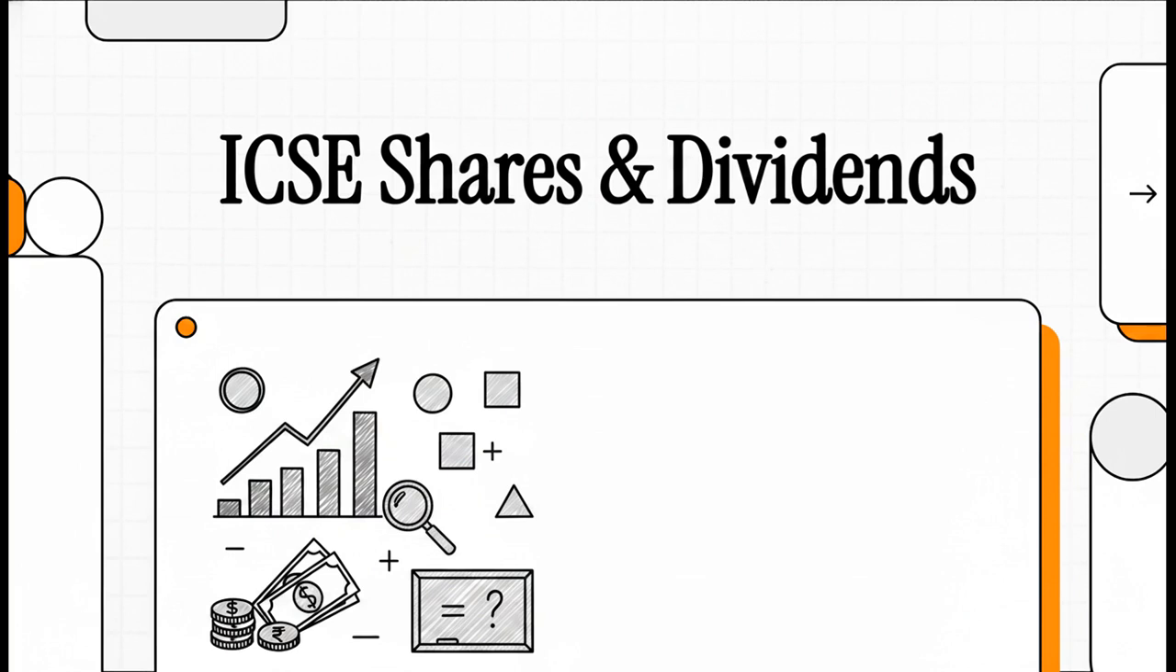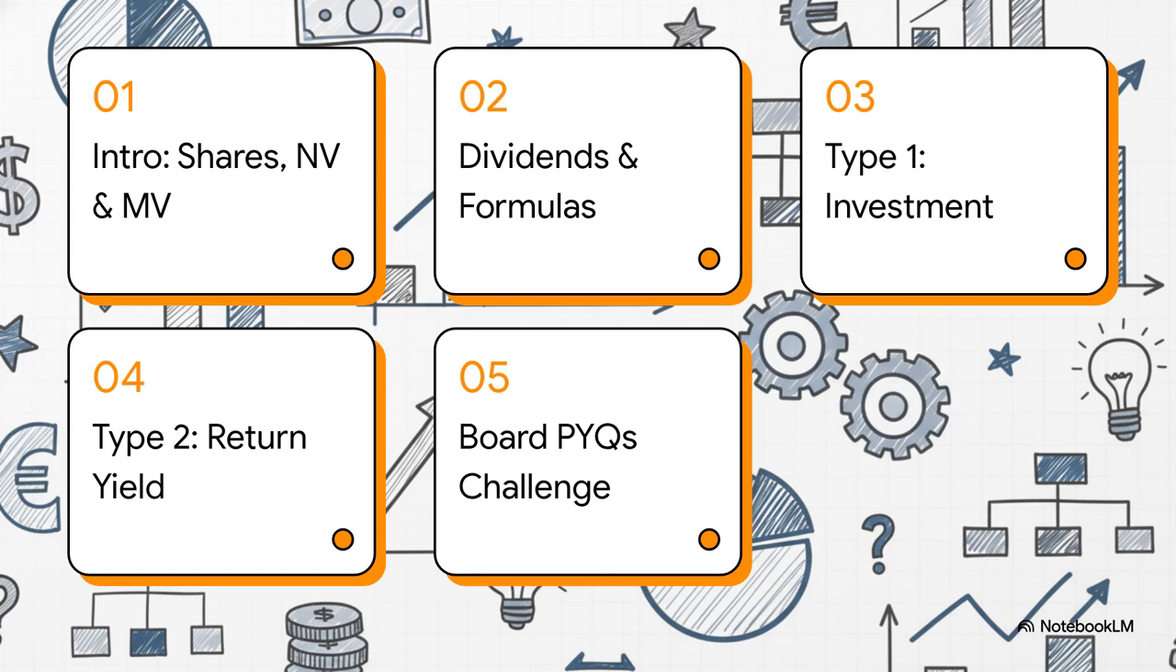Let's dive in. So, here's our blueprint for conquering this chapter today. We're going to start with an intro to shares, NV, and MV. Next, we'll hit dividends and those golden formulas you've got to know. Then we dive right into Type 1 shares and investment problems, followed by Type 2 return percentage yields. And finally, we'll wrap up with a masterclass challenge tackling board PYQs.